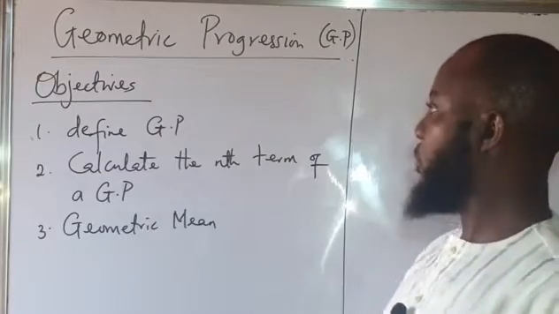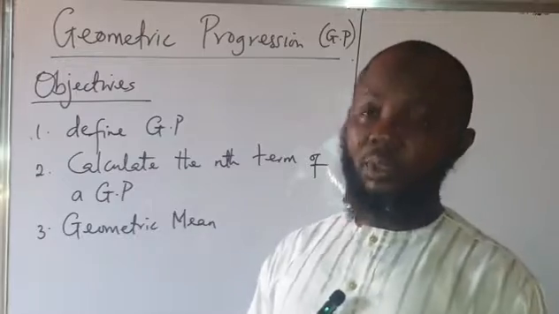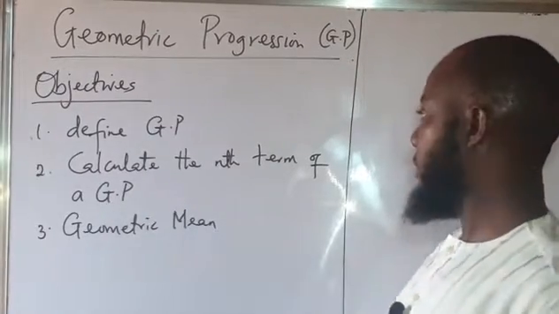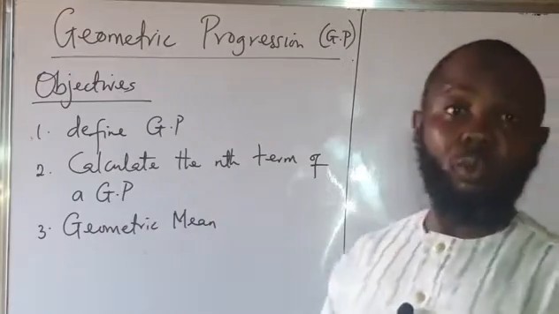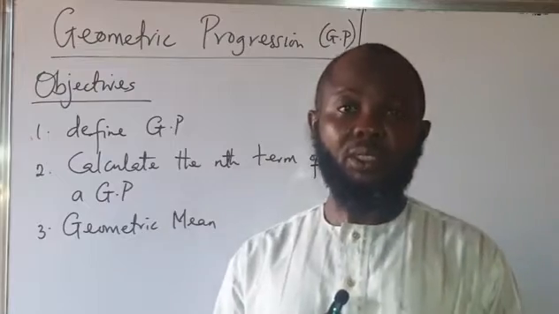So under this topic, we'll be looking at these objectives. The first one, we want to define what a GP is, and I want to look at how to calculate the nth term of a GP. Then we look at geometric mean. So that's what we want to achieve in this class.